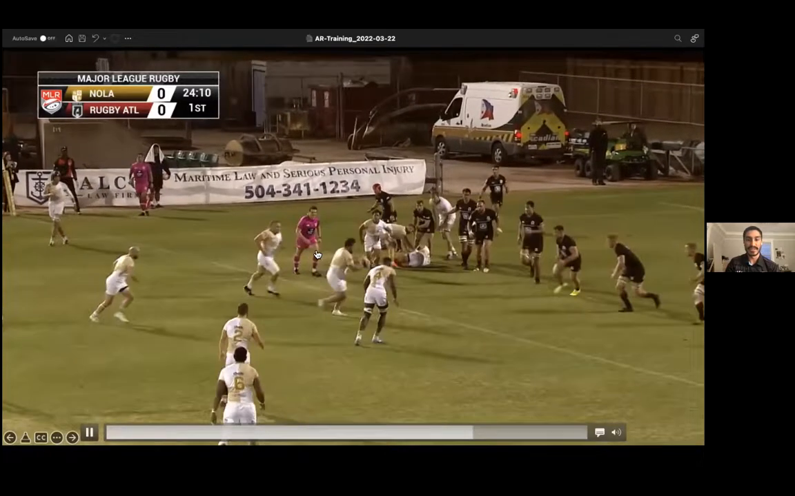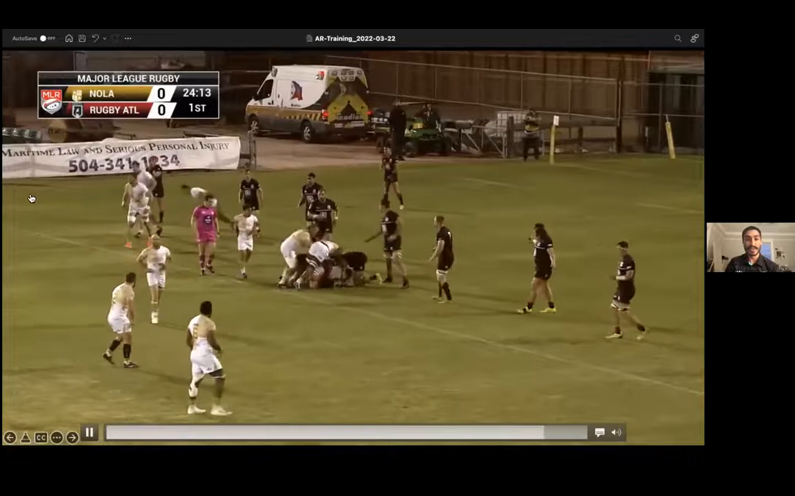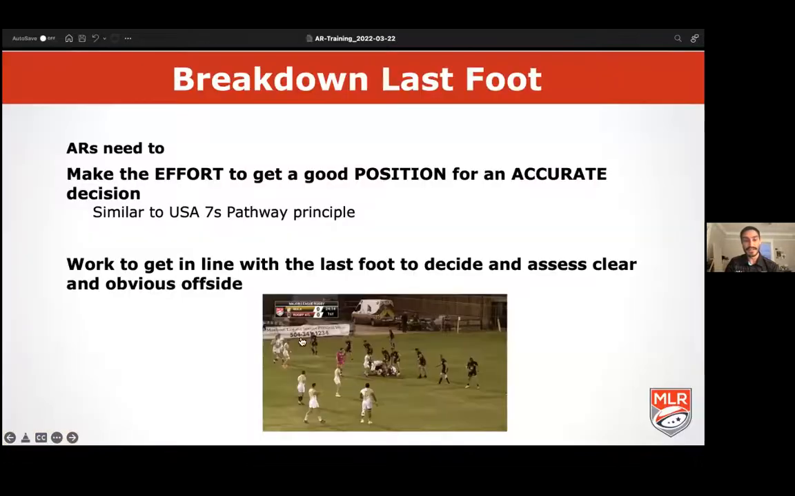Lashy plays the advantage. And the big thing for me too here is watch that the AR in that clip continues to do his responsibility. He's still moving to the last foot. He's still trying to be ball in line, even as and after he's communicated with the referee.